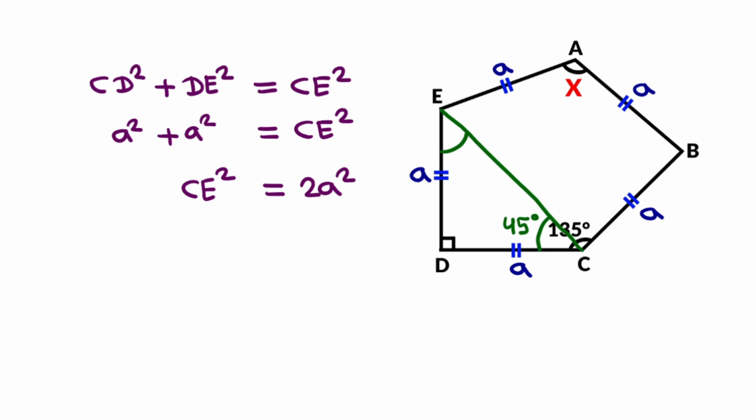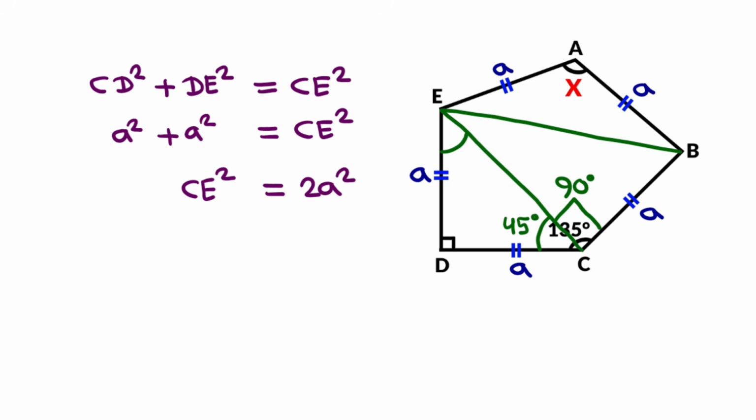Now, let's return to the large angle at point C. Angle BCD is 135 degrees, and we've just shown that angle DCE is 45 degrees. So angle BCE must be 135 minus 45, which equals 90 degrees. That's a huge discovery. Triangle BCE is a right triangle. And now we can draw another diagonal from B to E.